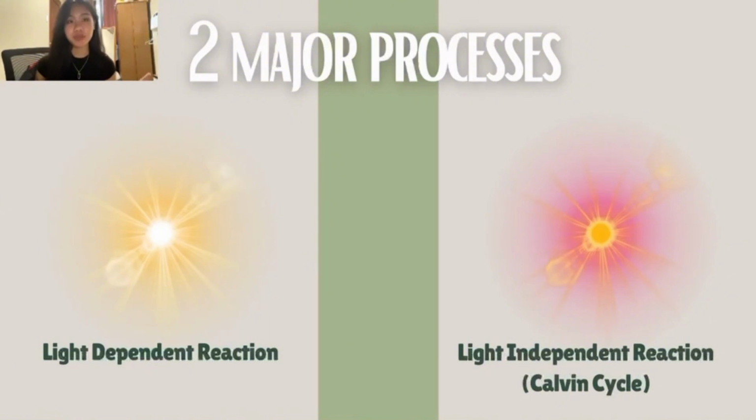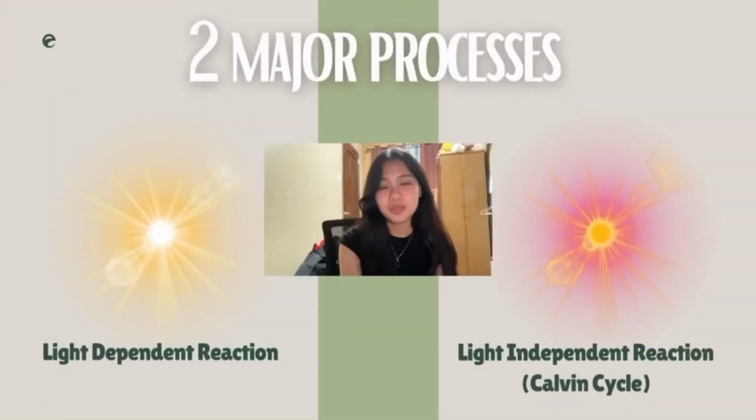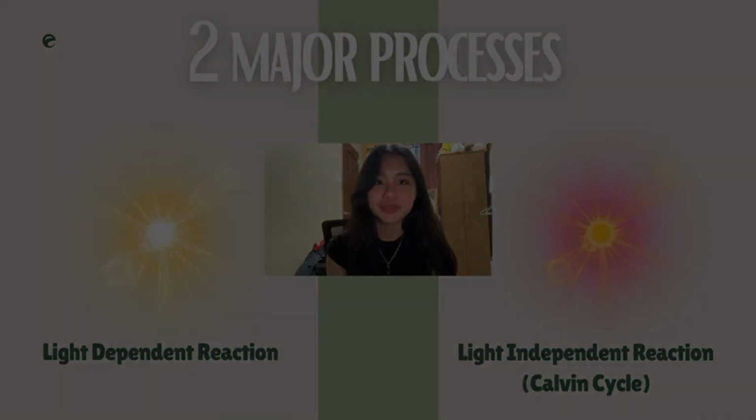There are two major reactions that occur in the chloroplast that together make up photosynthesis: the light-dependent reactions and the light-independent reactions, also known as the Calvin cycle. Let's explore how these work.